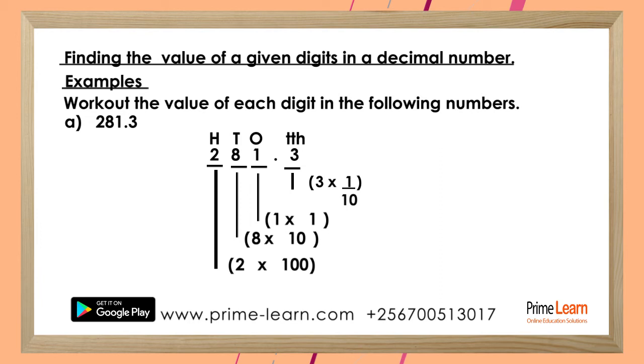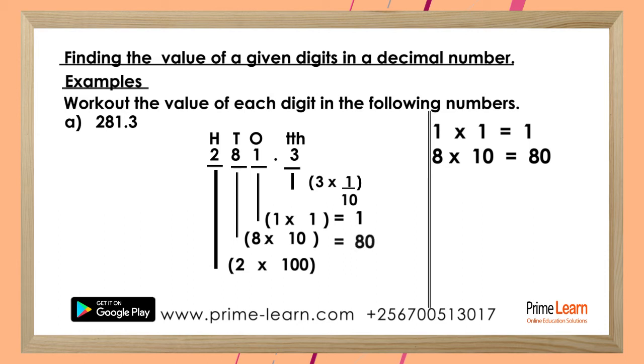Still, we can start from the whole number part, and we can write 1 times 1 has given us 1. So when you multiply 1 times 1, you get 1, and then you write 1 there. When you go on, we see in the tens place value, we have 8 times 10. So when you multiply 8 times 10, we are going to get 80. And now let's go on to the next place value, which is hundreds.